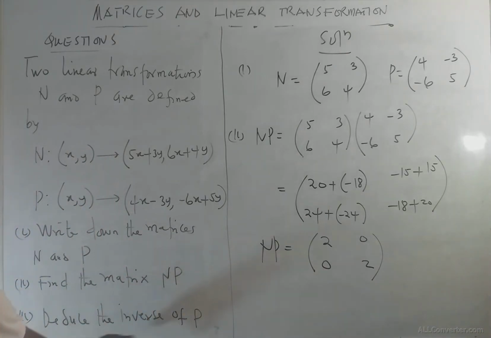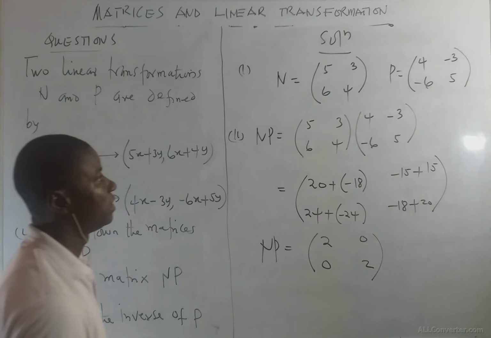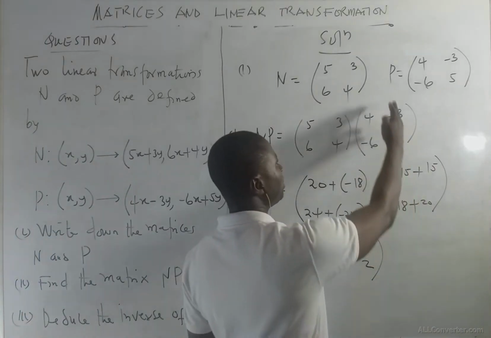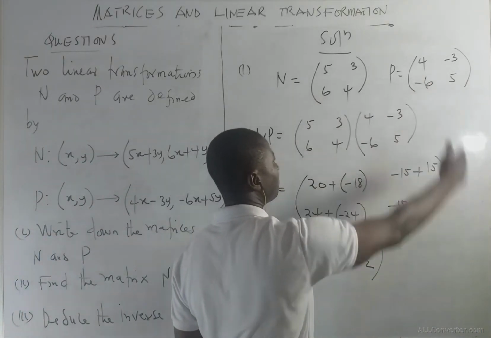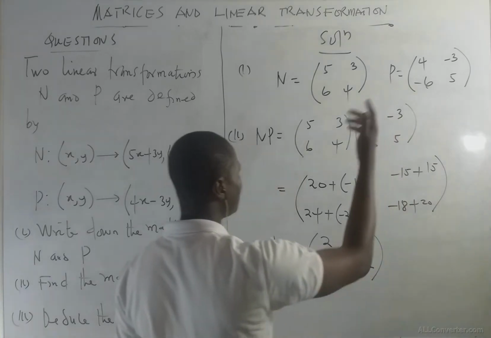Now the third part of the question, we have to deduce the inverse of P. The P matrix is P equals 4, minus 3, minus 6 and 5. And so how do we find the inverse of that?